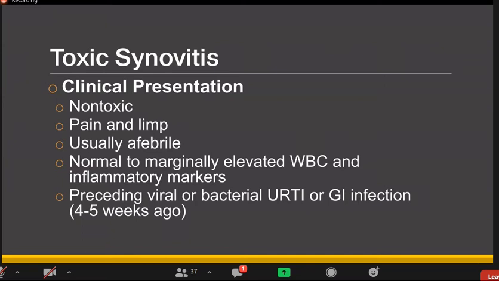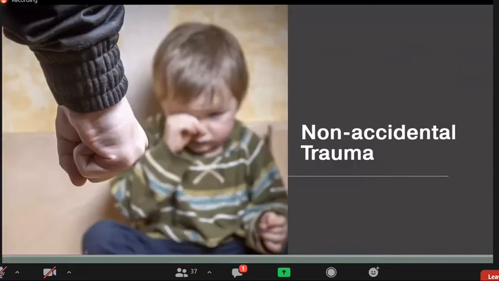In contrast to septic arthritis patients, in toxic synovitis, the clinical presentation is usually non-toxic. There can be pain and there can be a limp, but usually these patients are still weight bearing. Usually these patients are afebrile, and there can be normal to marginally elevated WBC and inflammatory markers. Typically, the parents would report a history of a preceding viral or bacterial upper respiratory infection or gastrointestinal infection 4 to 5 weeks prior to the onset of the symptoms.